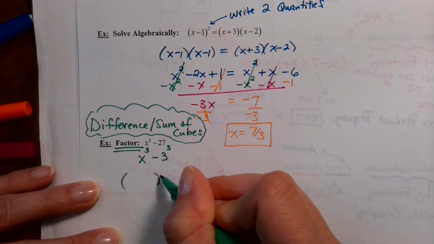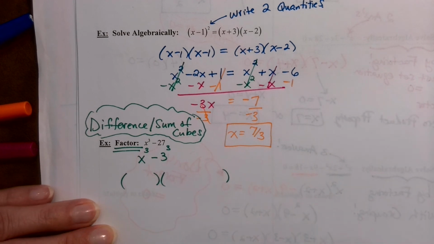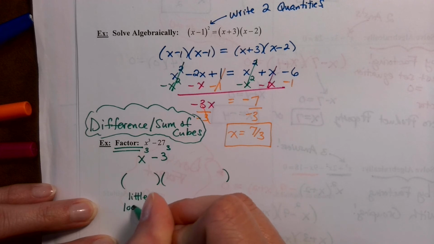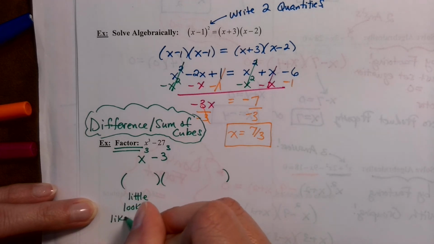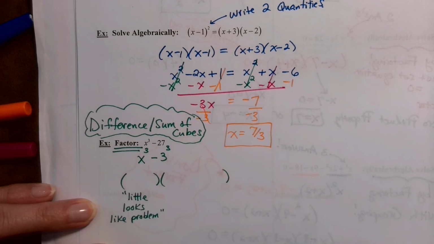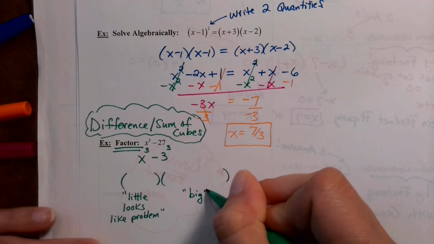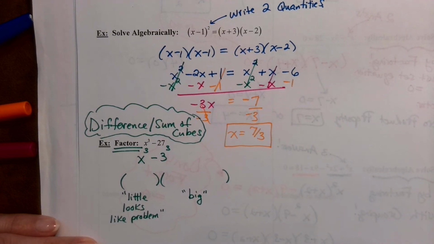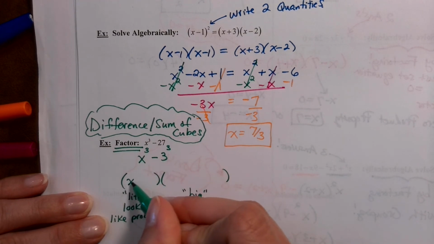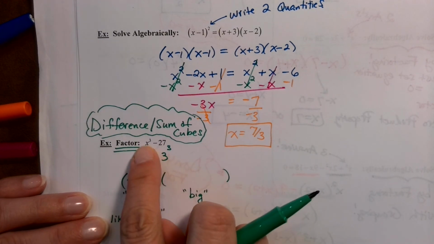There's a little guy, and there's a big guy. And so the little one looks like the problem. That's usually how I remember it. The little one looks like the problem. And then there's this big guy over here. So in the little parentheses, the first factor is x minus 3, the cube roots of those two numbers.